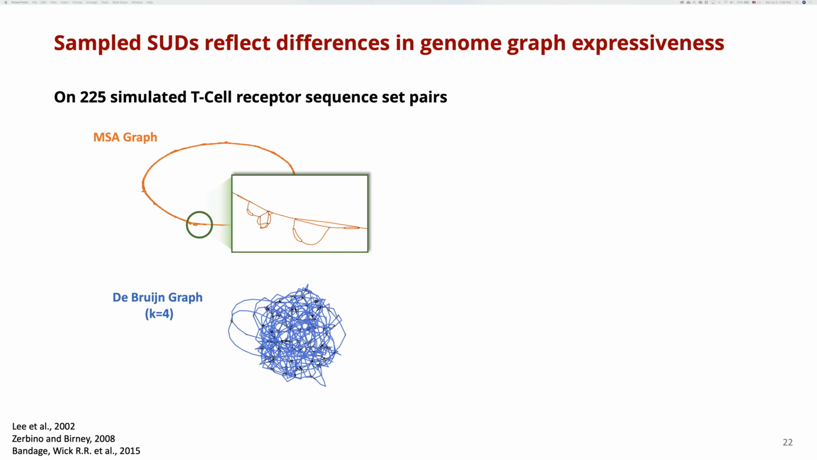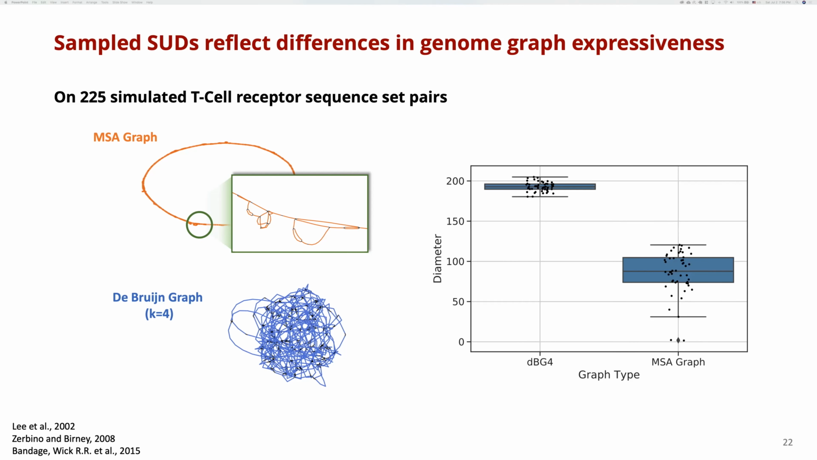We constructed two types of graph for each sequence set that we simulated. And here it shows the distribution of diameter of each graph type. From this plot, we can tell that the diameters of the de Bruijn graphs are way larger than the diameters of the MSA graph. This validates our thought earlier that the MSA graph has smaller string set universes.